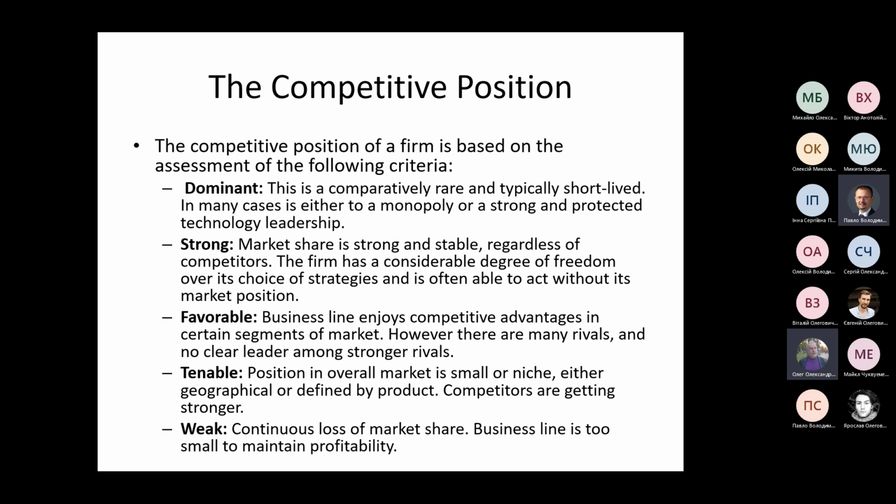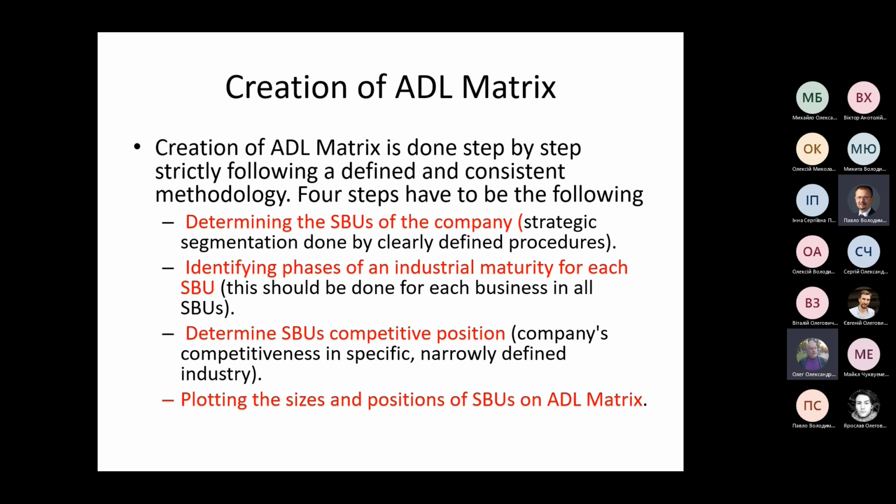And the general algorithm they provided is quite obvious. First of all, to use the approach provided by Arthur D. Little, you have to determine the strategic business units of the company. It is the first task of your course paper. And then we have to identify the phases of maturity for every strategic business unit. It is the last task, by this moment, of your paper.